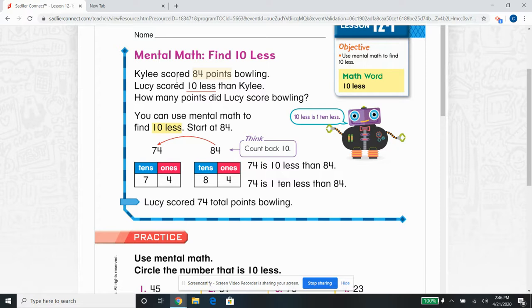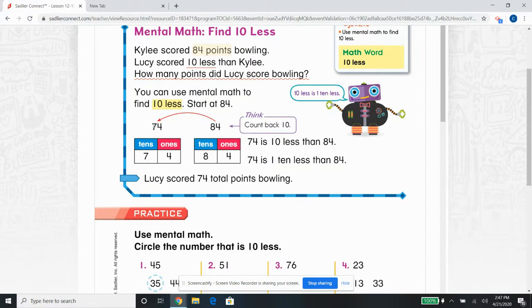We talk about this all the time. If I have 10 less of something, or if I have a fewer amount of something, we are typically subtracting or counting back. So that's something you want to kind of remind them as you go on throughout the word problems. So then it says, how many points did Lucy score bowling? We like to underline the question. And again, it's asking just how many points did Lucy score? If Lucy scored 10 less than this number. So I want you to make it known that we are counting back. We are going back 10 less.